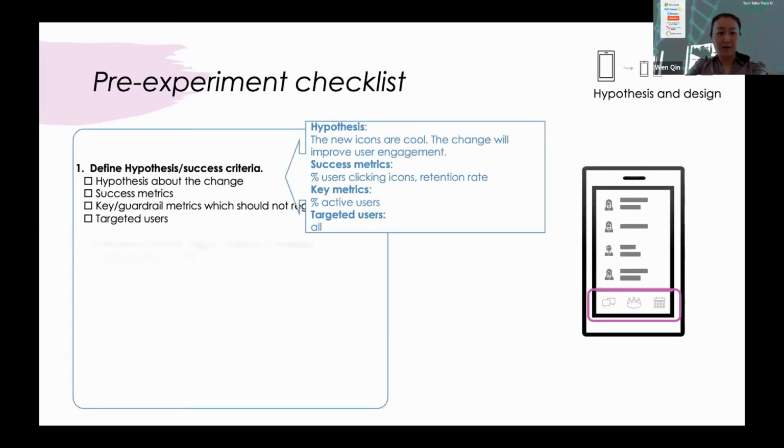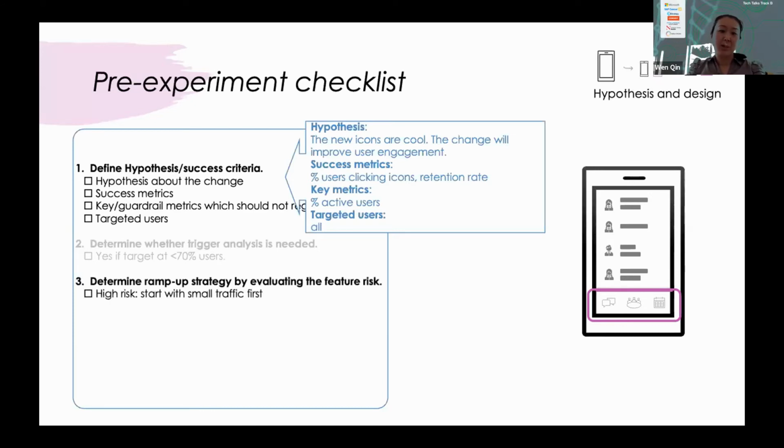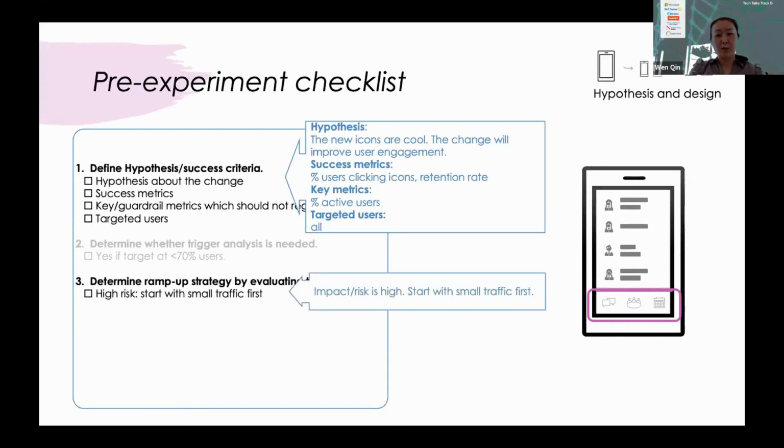After having this, you go to the second step. Because you target all the users, this step does not apply here. We can skip it for now, and we will cover it with our second example. The third step is to determine how you roll out your feature to your audience. Because you think that your impact is high, you want to start with small traffic first to avoid messing up all the users if there is any issue.